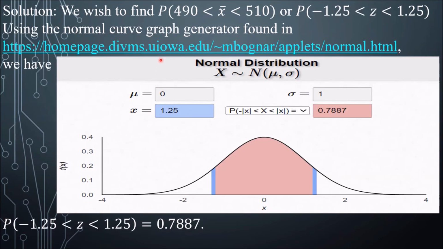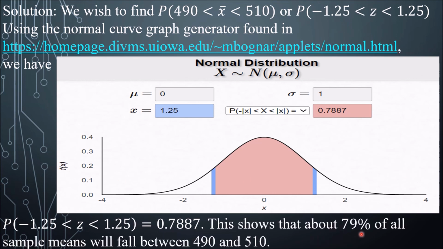Now, using our link, what we call the normal curve graph generator, plugging in 1.25, and then we have this interval negative x to x, the result is 0.7887. So the probability that z is between negative 1.25 and 1.25 is equal to 0.7887. This shows that 79% of all the sample means will fall between 490 and 510.